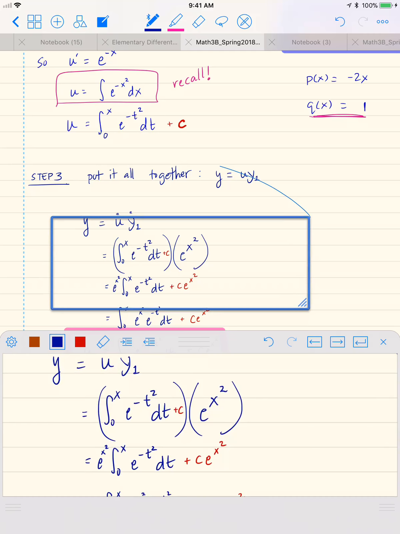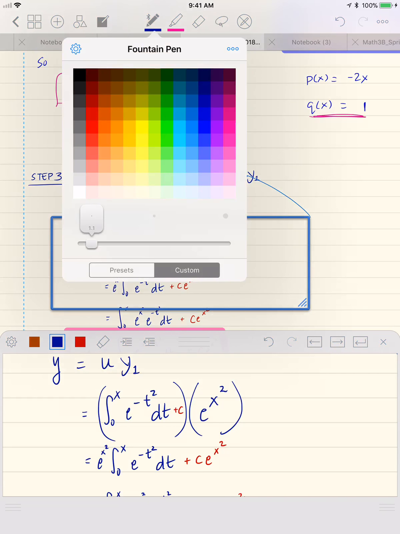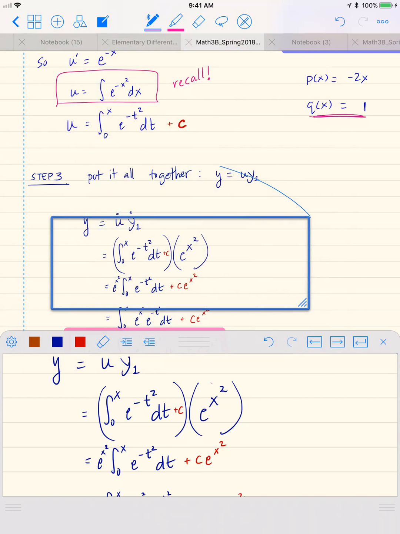That's essentially it. So we can just rewrite this. Let me try to show you here. What we could do is try to simplify this by expanding. So I'm going to multiply, and I'll have e to the x squared times this integral from 0 to x of e to the negative t squared dt, and then distribute it out. So I'll have plus c times e to the x squared. Okay, so that's how I get that second term.